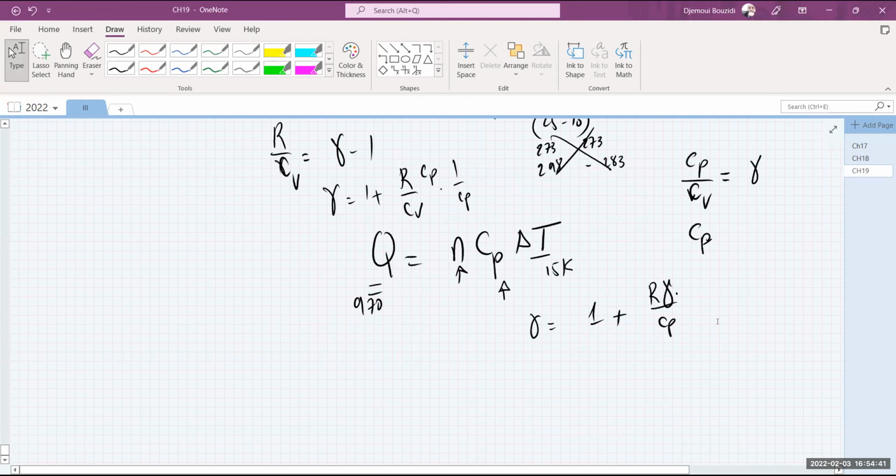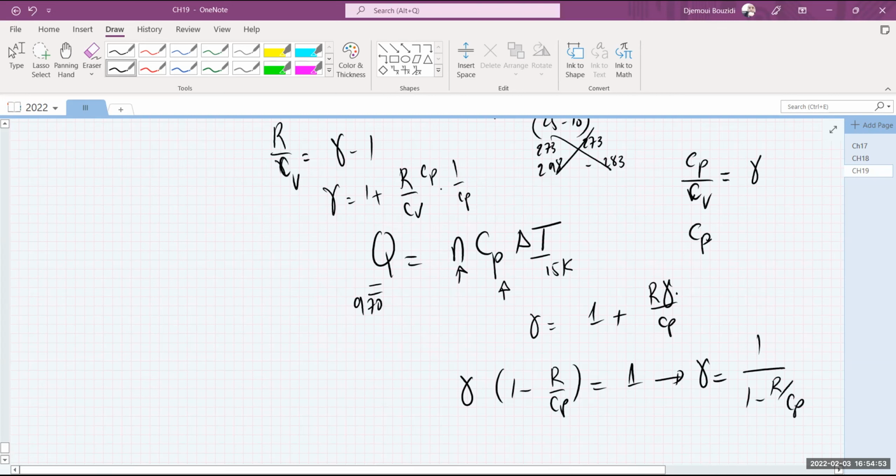So move everything to the other side: gamma times (1 minus R over CP) equals 1. So this gives me gamma in terms of CP as just 1 over (1 minus R over CP). In other words, if I find CP from this expression, I can use this expression to find gamma also. You guys agree that there are two ways of finding gamma?